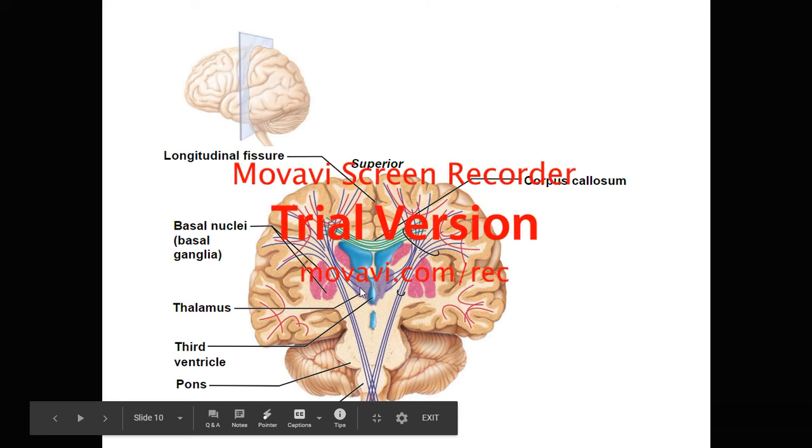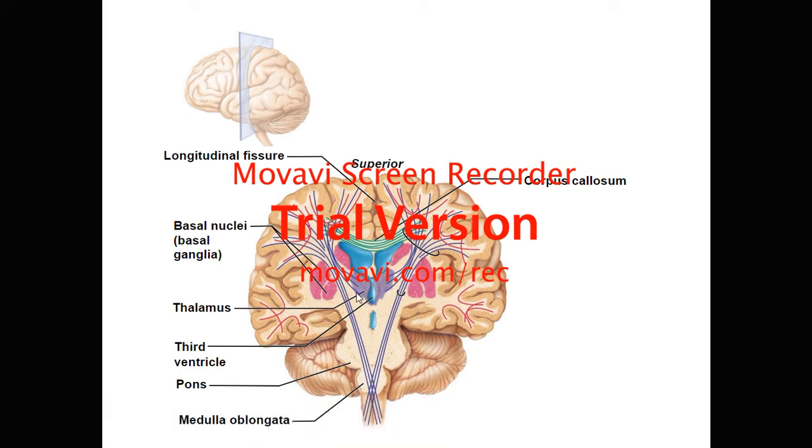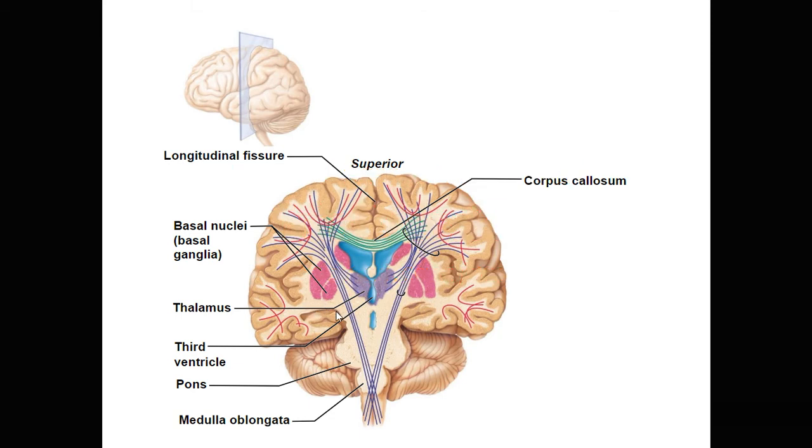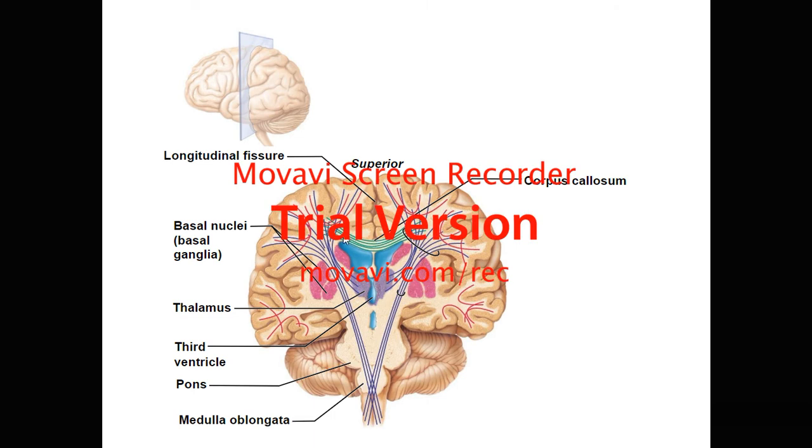This structure right here, purple, that's your thalamus. And then you see your corpus callosum. You see how you have these tracts running from the right to left hemisphere. Okay, that's the corpus callosum.